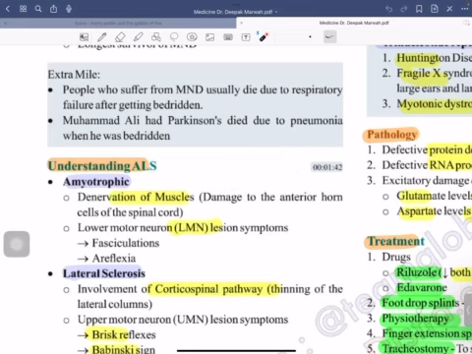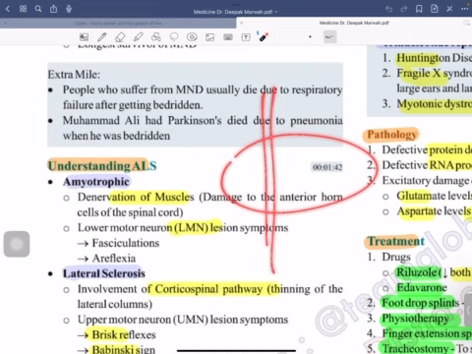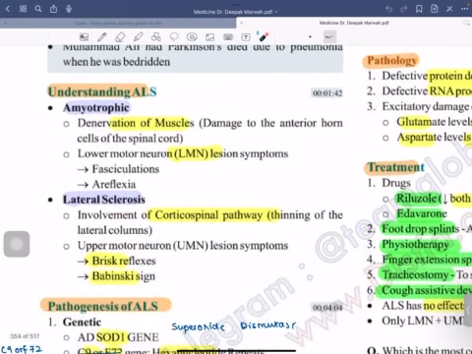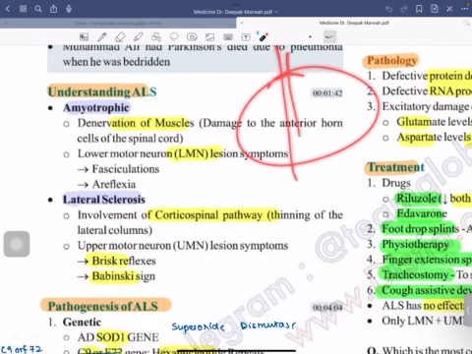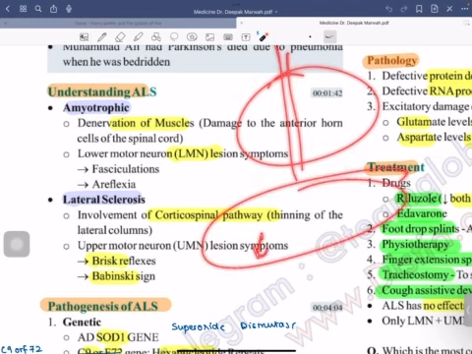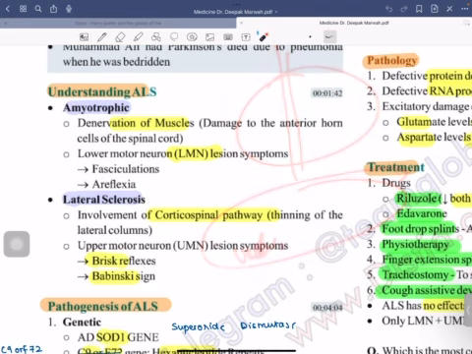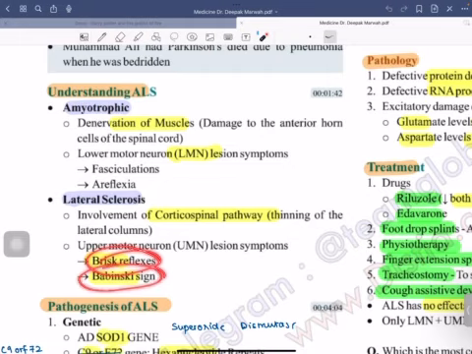Lateral sclerosis is involvement of the lateral corticospinal pathway. It is thinning of the lateral horn. So because this is affected, for anything that's below this, there will be upper motor neuron symptoms seen. So upper motor neuron symptoms are like brisk reflexes or Babinski sign positive.